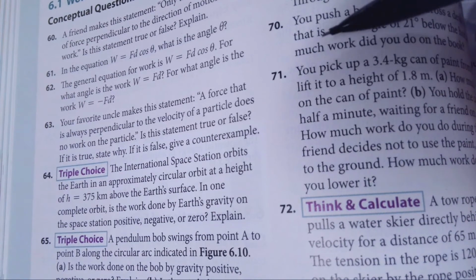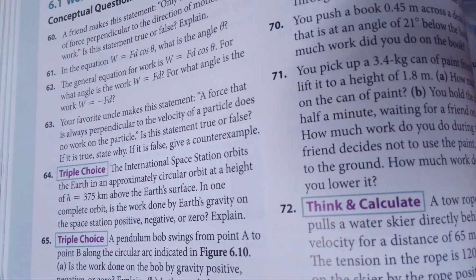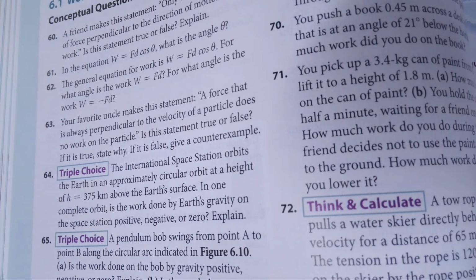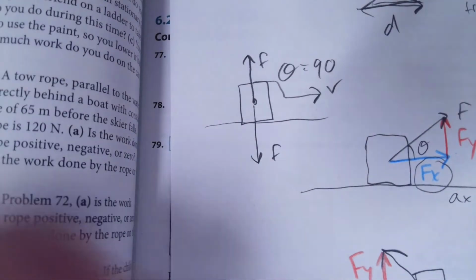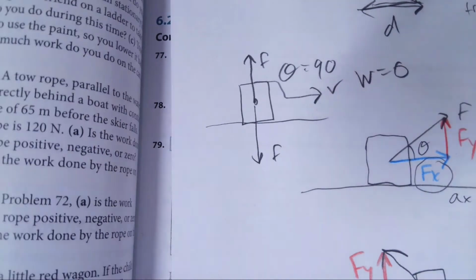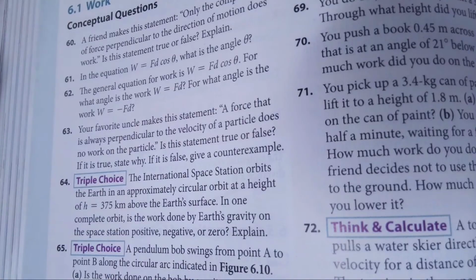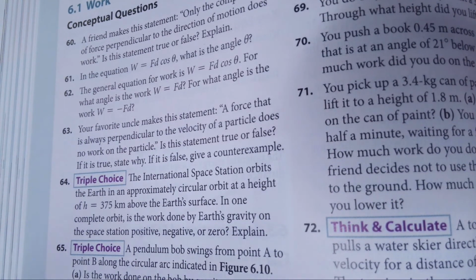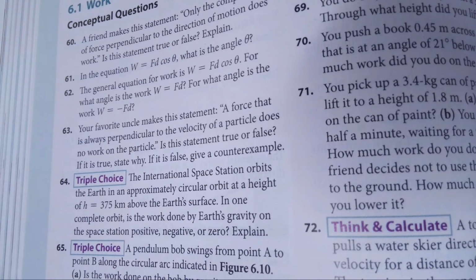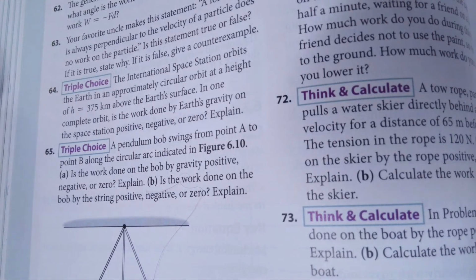A force that is always perpendicular to the velocity of a particle does no work on the particle. That is a true statement, which is what we talked about. If it is perpendicular to the direction of travel, no work is being done. So in this case, work equals 0. So that is a true statement, because the cosine of 90 or cosine of 270 is 0, therefore the work is 0.